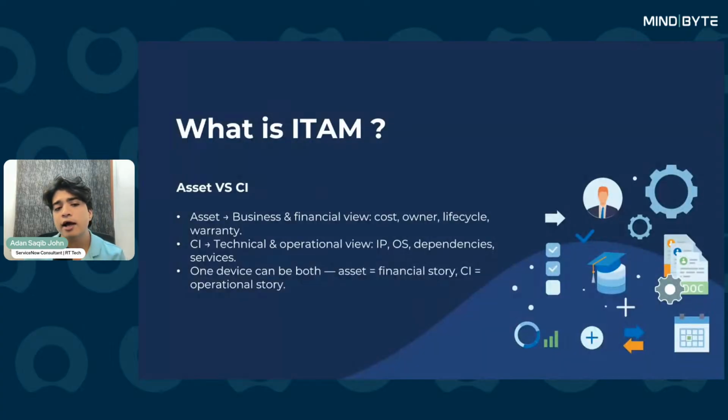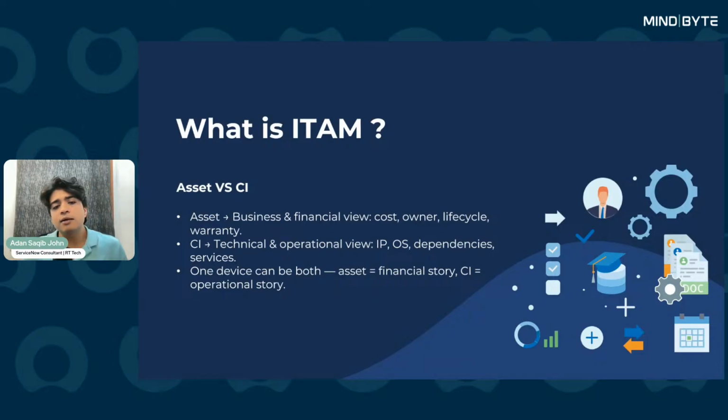On the other hand, a CI is all about functionality and relationships in your IT environment. It lives inside the CMDB and stores technical details, unlike what an asset stores. A CI stores data like IP addresses, operating system versions, dependencies, and what services it supports. It also maps the dependencies. So CIs matter when you're troubleshooting or mapping dependencies. That's the main function of CIs that differs from an asset.